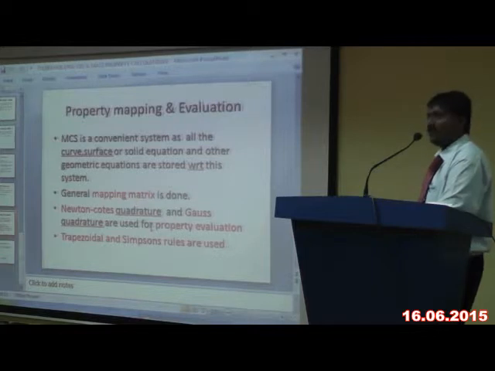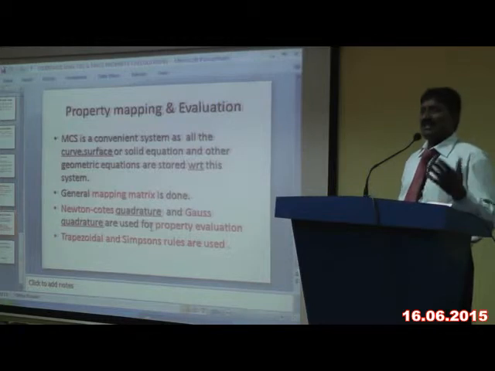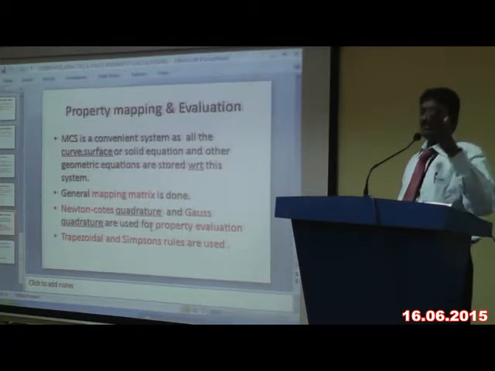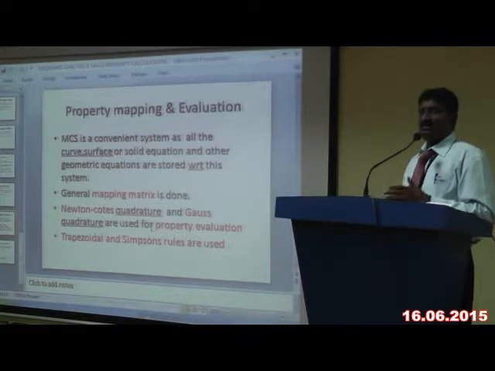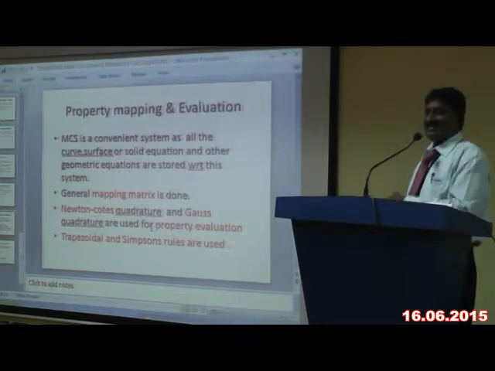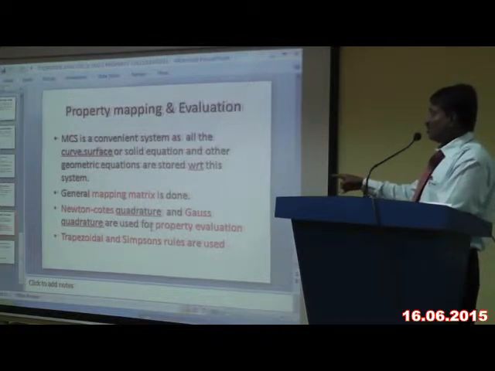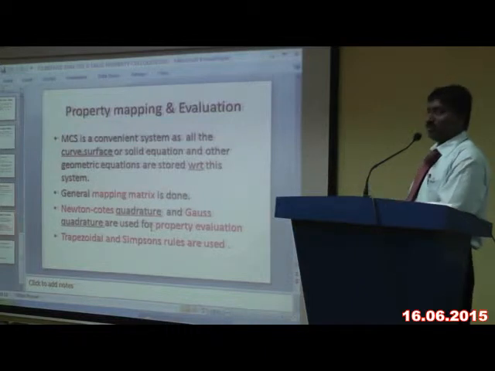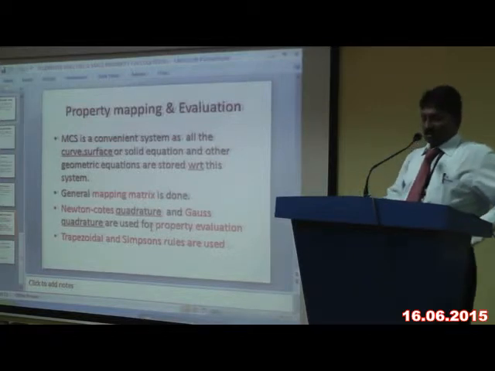I am just giving you everything in a nutshell, so that you please go and see what exactly all this is. Because there are several formulae and derivations. If I have to take it, it would be the whole day. So I think time is a constraint now, and let us try to wind it up. Gauss quadrature is used for property evaluation. And there are two other rules also: trapezoidal and Simpson rules.